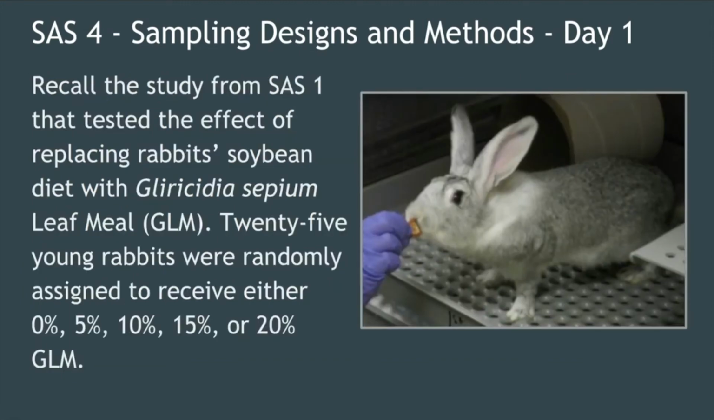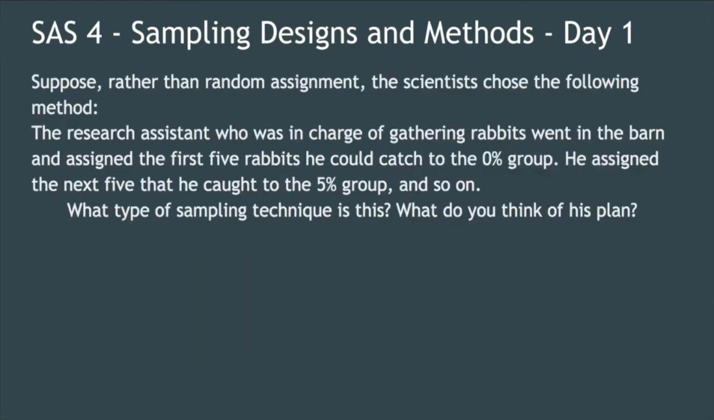All right. Remember the study that tested the effect of replacing a rabbit's soybean diet with GLM? 25 young rabbits were selected randomly and assigned to receive either 0, 5, 10, 15, or 20%. Suppose rather than a random assignment, the scientists chose the following method. The assistant who was in charge of gathering rabbits went into the barn and assigned the first 5 rabbits he could catch to the 0% group. Then the next 5 he caught to the 5% group, and so on. What type of sampling technique is this, and what do you think of this plan?